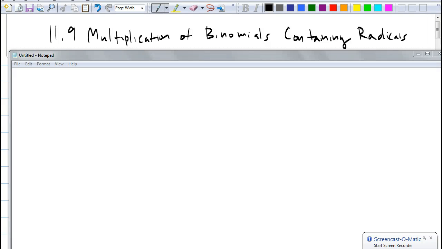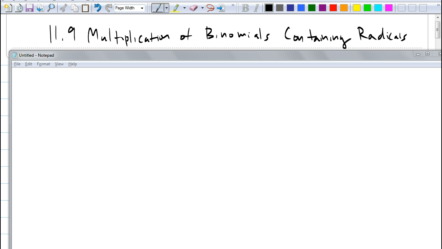All right, today we're going to learn how to multiply binomials that have radicals. By the way, have we learned how to multiply binomials before? Yes, of course we have. You guys remember, we've done this many times. But now the only difference is we have some radicals. That's the only difference. Okay, does that make sense?